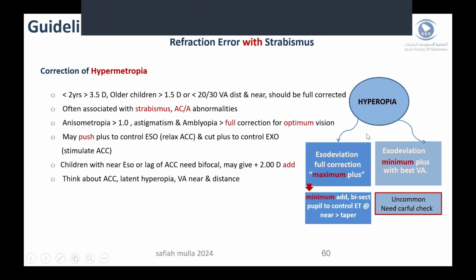If they have hyperopia with esotropia, then we said full correction. We'll give them maximum plus. If they have a near esotropia, then you give them minimum add, and that should bisect the pupil. And we will talk about this in the future slides also.